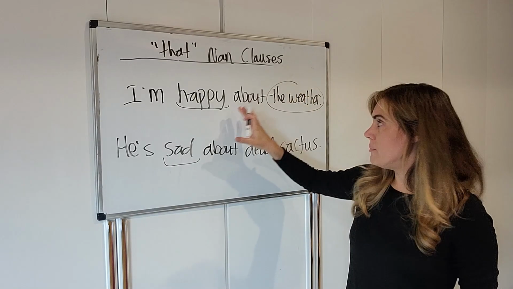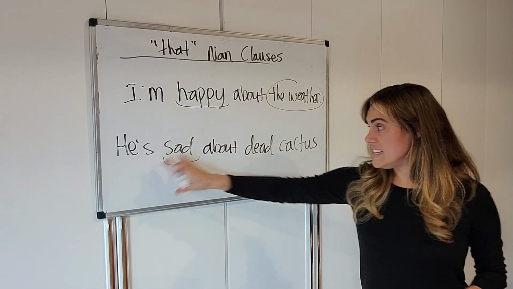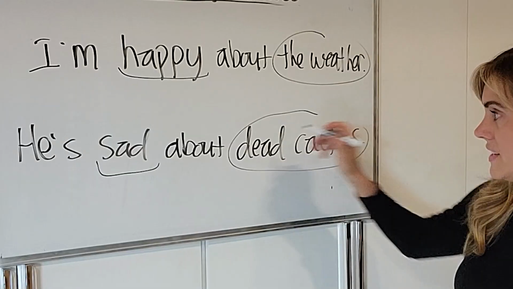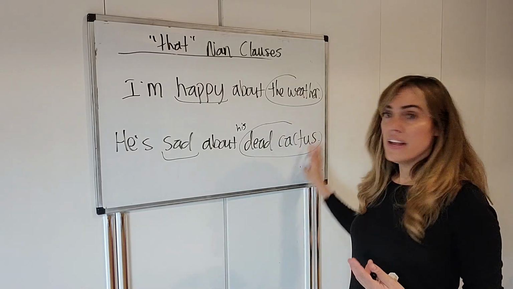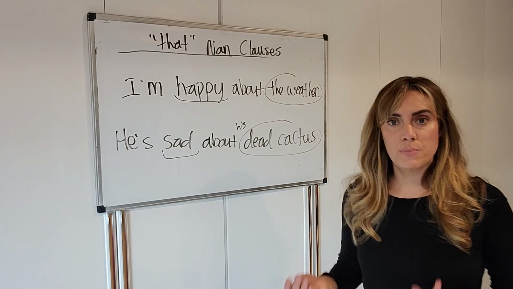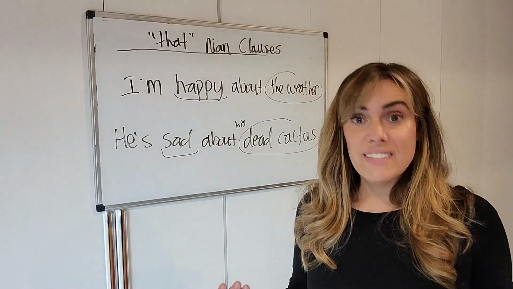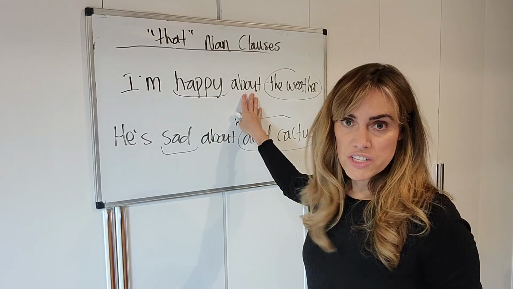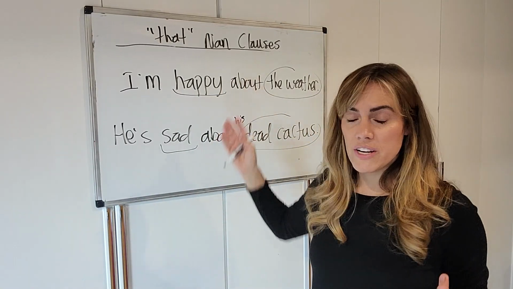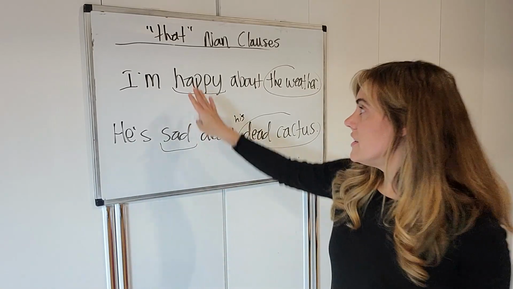There's a noun coming after a preposition. He's sad about his dead cactus. Here's a noun that's coming after this preposition. So instead of using these nouns coming after these prepositions, we can just put a noun clause after these adjectives.